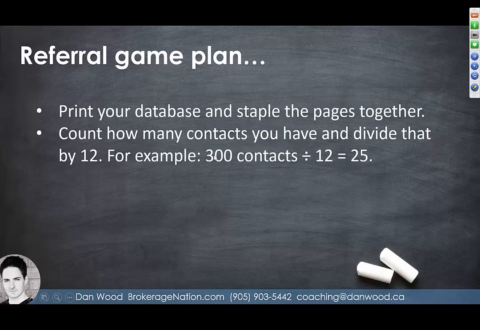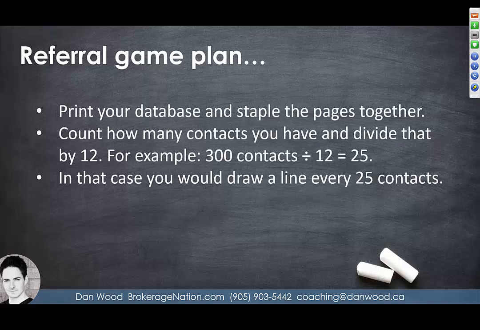Well, if I have 300 contacts, that's a lot of people to call in 1 or 2 weeks. So I want to take 300 and divide it by 12 weeks, and that equals 25 people. So for the next 12 weeks, I'll call 25 people. Week 1, week 2, I'll call 25 people. Week 3, I'll call 25 people. And I just go down the list and I call the people.